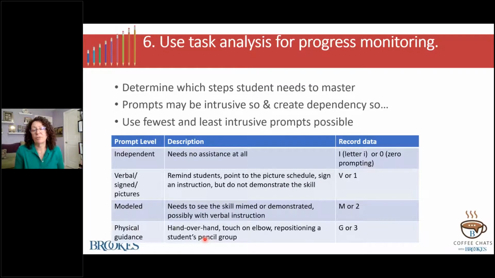And that's very intrusive. So again, when we're doing our recording, a 3 would be intrusive. It's not the number of prompts that we gave for that step. It's just that we gave the most intrusive prompt, less intrusive, not very intrusive, and independent.